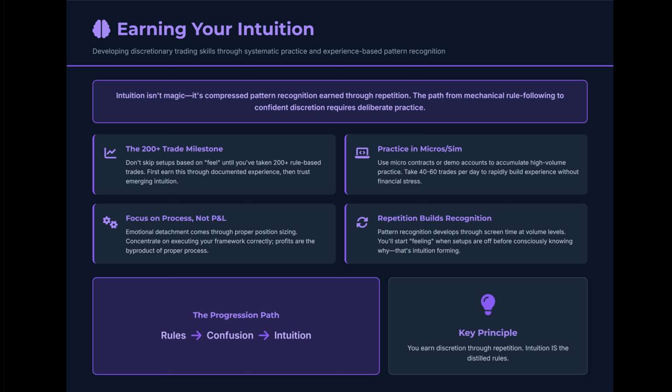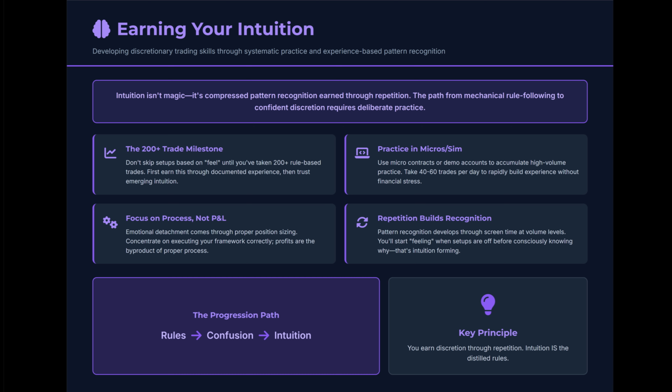A-grade setups at PD-Val may fail with POC migrations, but B-grade setups work with HVN formations and multiple rejections. Now you instantly recognize valid setups, confirmation, and market state without conscious analysis. Remember, you earn discretion through repetition. Intuition is distilled rules compressed by experience. Strong intuition comes from rigorous rule following for hundreds of trades.